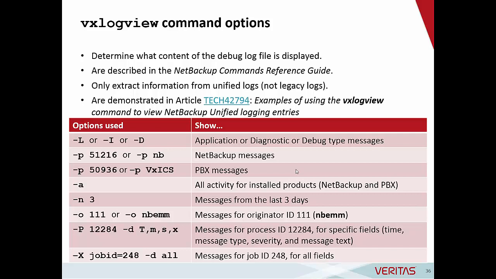So there's a lot of different switches I can use with the VXLogView command. Although it's called VXLogView, most of its function is filtering, so that I see just what I want to see, and I don't see everything. Now, we talked already about how the -d switch could be used to decide which columns I want to view. If you take a look at the NetBackup command reference guide, you'll see there are lots of other switches that I can use with VXLogView as well.